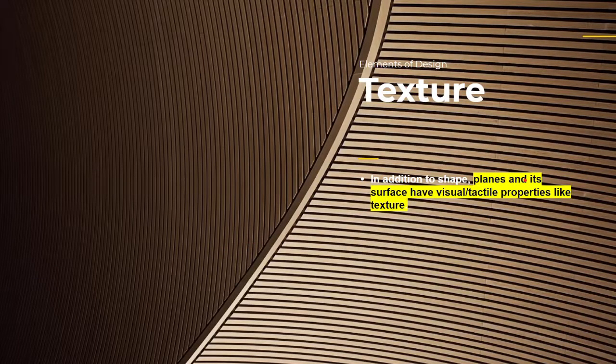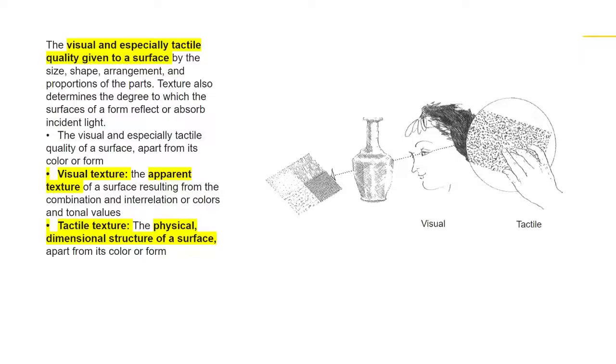So moving on to texture. In addition to shape, planes and their surfaces have visual and tactile properties in texture. So texture is the visual and especially tactile quality given to a surface, where size, shape, and arrangement are components of texture. Texture also determines the degree to which the surface of a form reflects or absorbs incident light. It is the visual and especially tactile quality of a surface apart from its color or form.